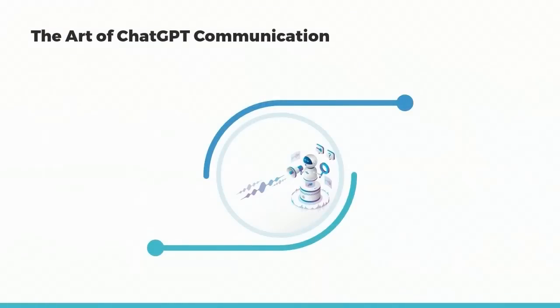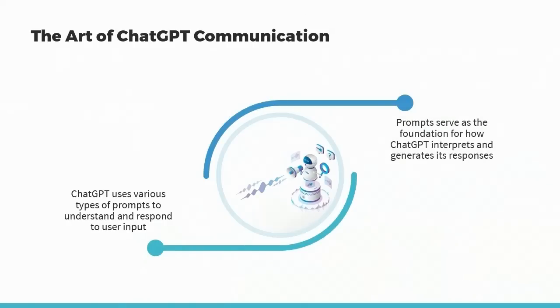Prompts are an essential part of ChatGPT's conversational ability. There are various types of prompts that ChatGPT uses to understand and respond to user input. Some are designed to ask questions, while others are meant to provide context or suggest a particular topic. Prompts serve as the foundation for how ChatGPT interprets and generates responses to user queries. Once you have a stellar understanding of how prompts work, you can communicate with ChatGPT more effectively.